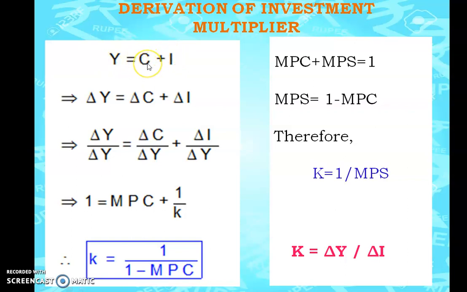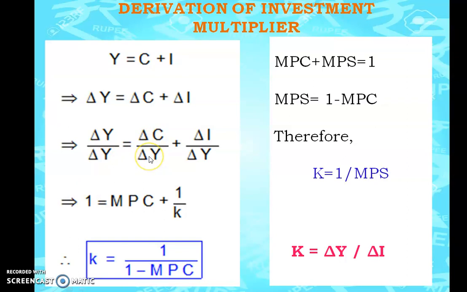Y is equal to consumption plus savings. So what did we learn just now? Savings is equal to investment. So delta y, the change happening because of a change in the consumption and the change in the investment. If you divide on both sides by delta y, delta y gets cancelled on the left and you are left with 1.